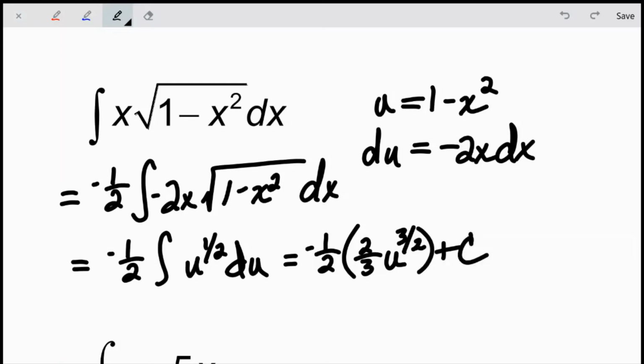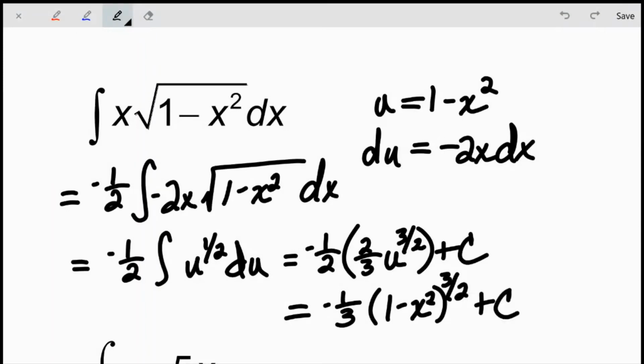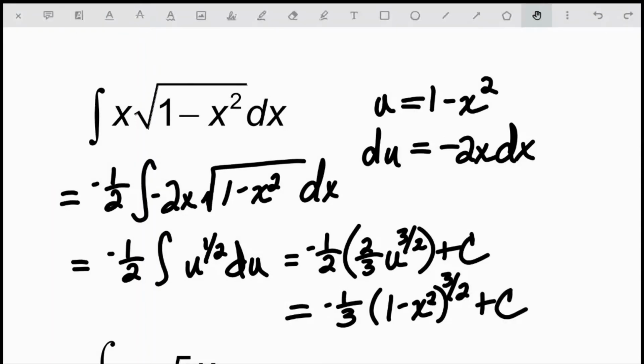And then I just need to do my back substitution. When I multiply these constants together, I'm going to get negative 1/3. u to the 3/2 is the same as 1 minus x squared to the 3/2, and then plus c. Okay, so again, fairly straightforward. Not anything that's too tricky. Once you've worked through a few of these, you'll start to see that it's pretty easy to solve these out once you've identified the correct substitution.